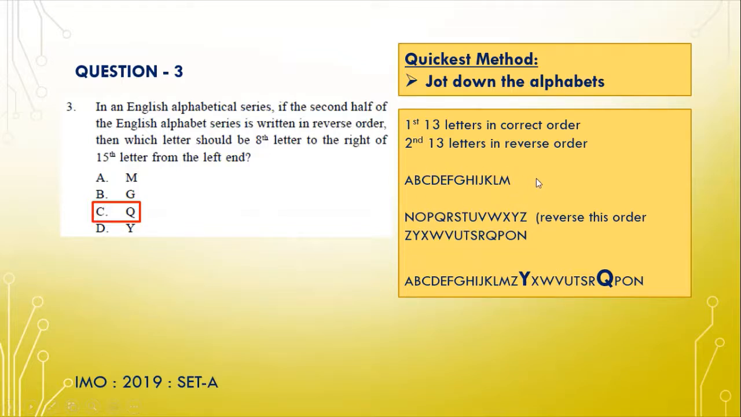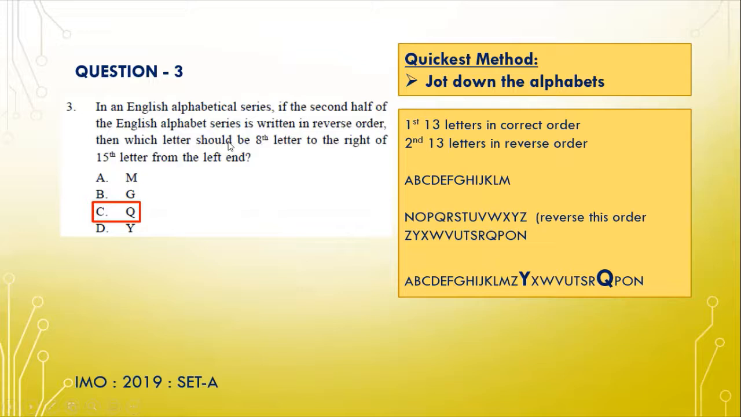But the second half, N, O, P, Q, R, S, T, U, V, W, X, Y, Z, you should write that in reverse order. So when you reverse the order and join the letters, it will be A, B, C, D, E, F, G, H, I, J, K, L, M, and then Z, Y, X, W, V, U, T, S, R, Q, P, O, N.